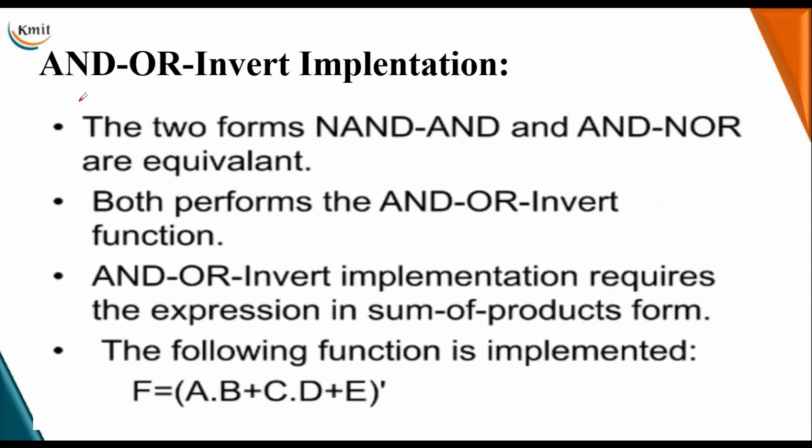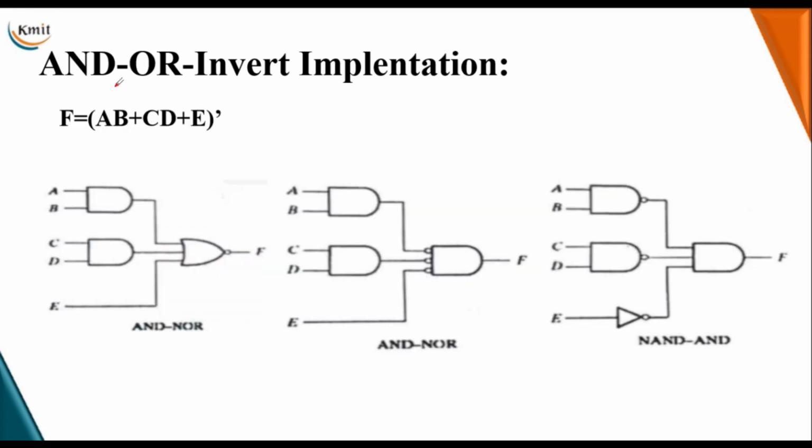Now these non-degenerative forms are implemented using your AND-OR-invert logic only. These two forms can be called NAND-AND, or we can also call this AND-NOR. Both non-degenerative forms implement the same functionality, but here the first level has NAND gates and the second level has AND. In AND-NOR, the first level has AND gates and in the second level we have an OR gate. So both will perform AND-OR-invert functions only. Now let us take an example of how to implement this function using AND-OR-invert, by replacing your AND and NOR gates.